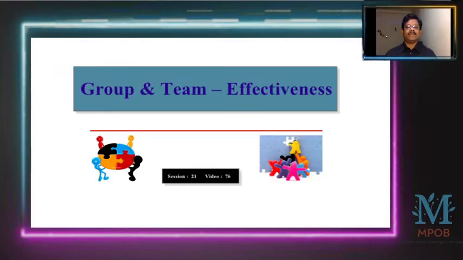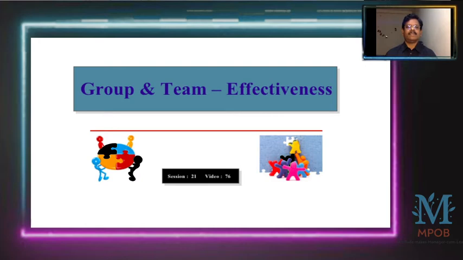So we understood so far the groups, group dynamics, group behavior and group formations, and we have seen in the last modules how group decision making happens, brainstorming and so on. And finally, at the end, we look at group and team effectiveness, how the groups are working together, and what actually determines group effectiveness.